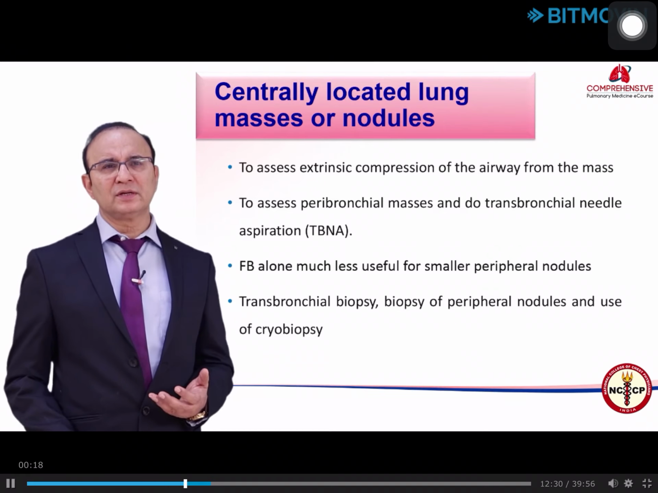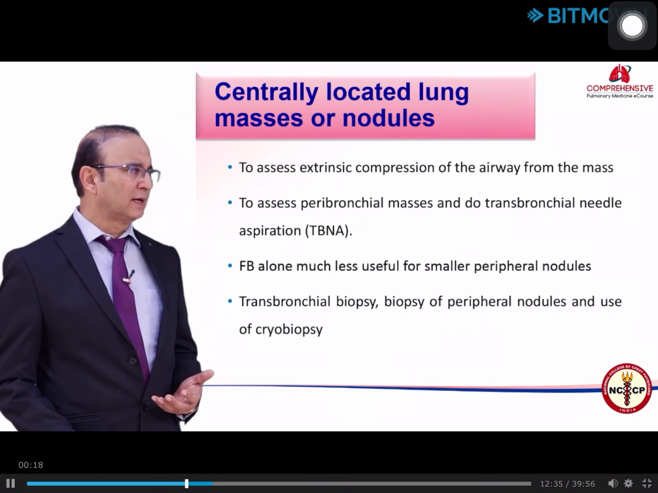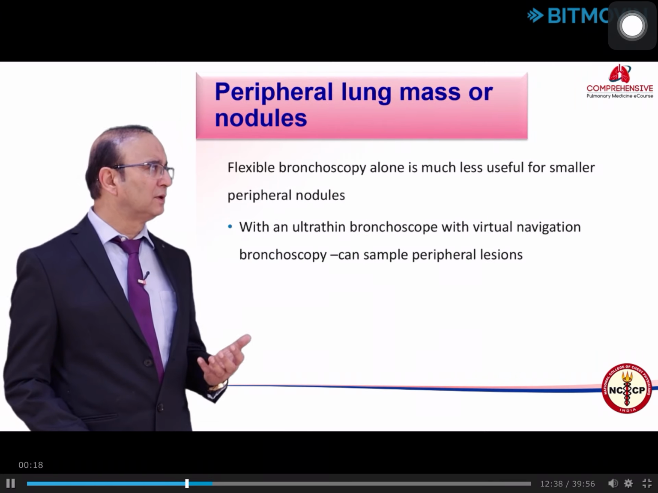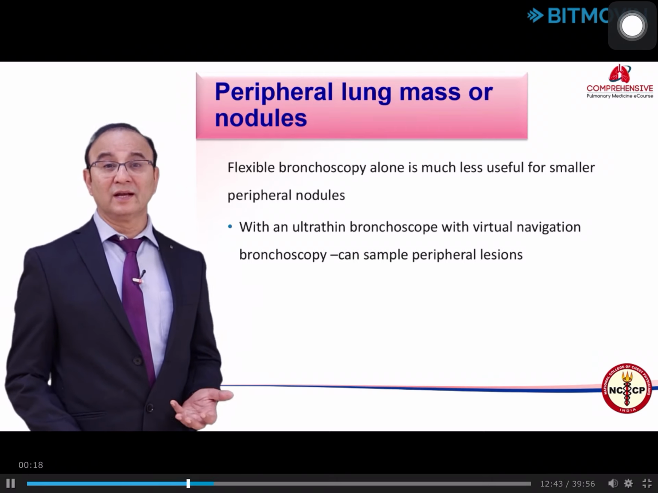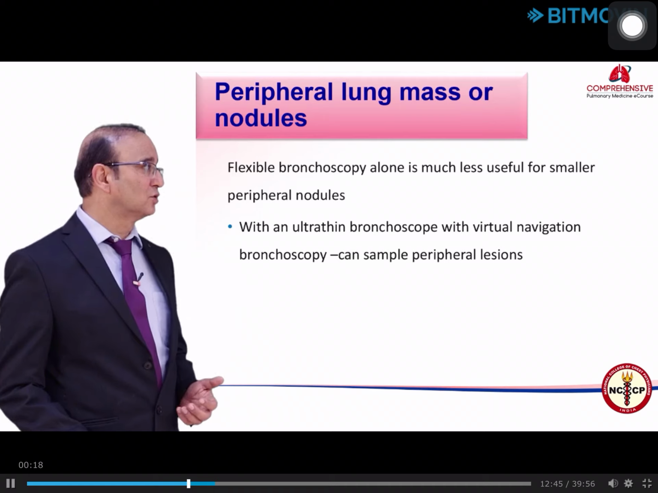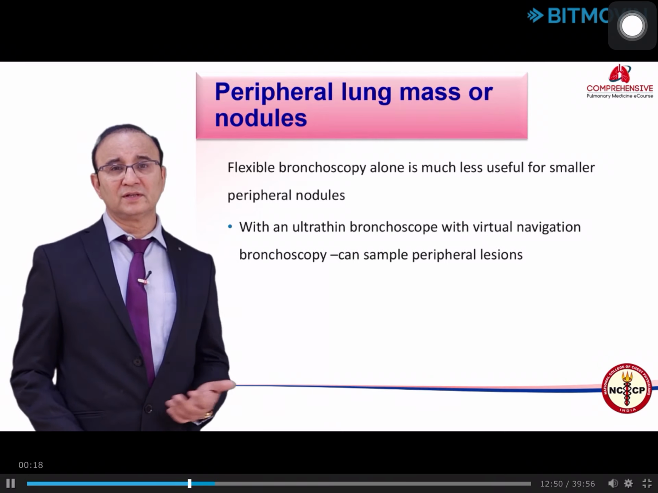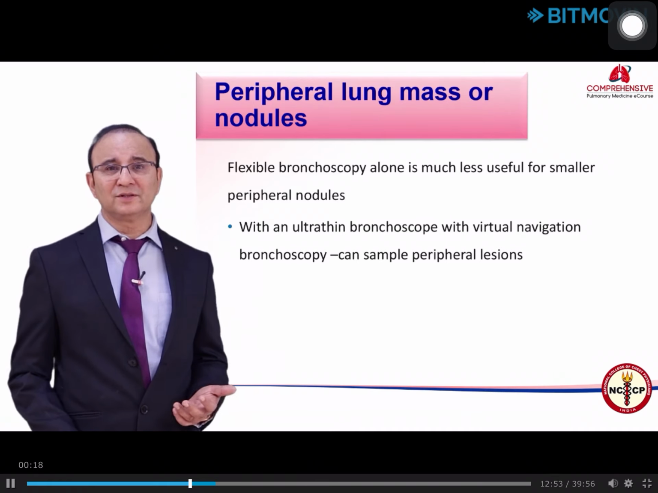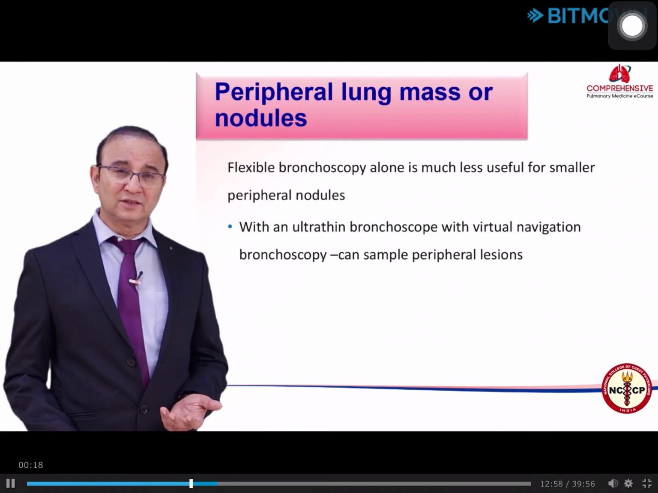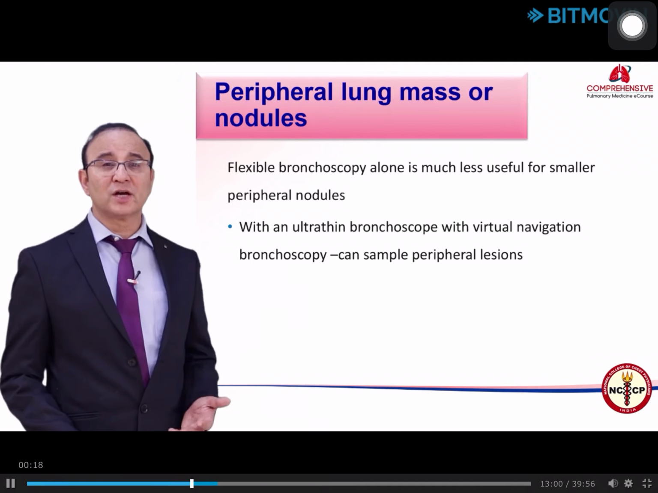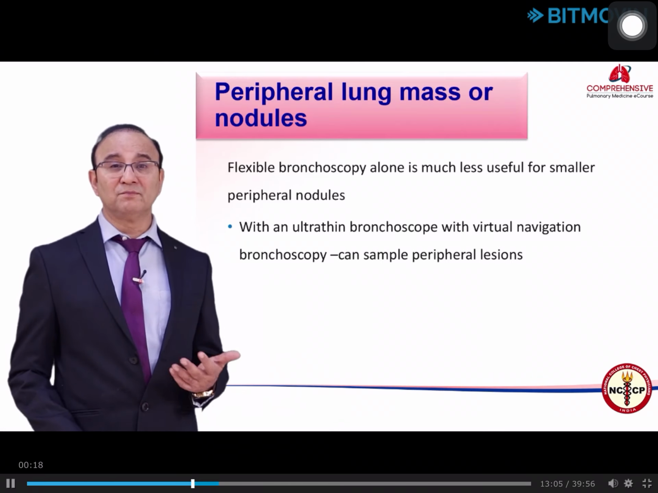Flexible bronchoscopy is much less useful for peripheral small nodules, but now it is possible to obtain samples from peripheral nodules with the help of the ultra-thin bronchoscope. As I said, the ultra-thin bronchoscope has an outer diameter that varies from 2.8 to 3.5 millimeters, and it can reach beyond the third generation of bronchi. It has a channel of about 1.7 millimeters, so it can help you obtain the biopsy.